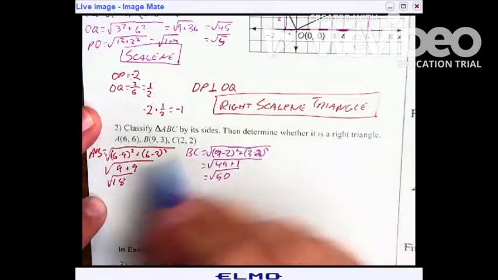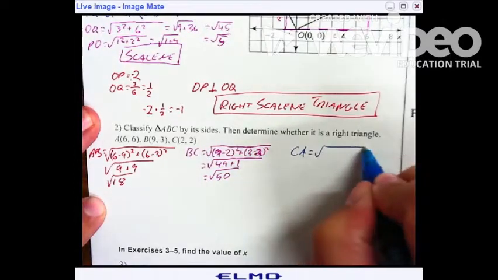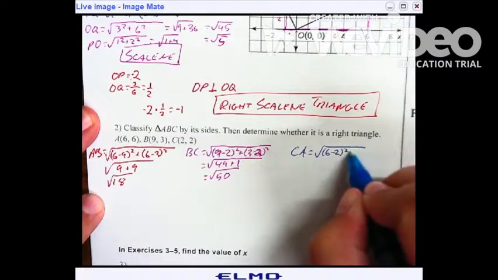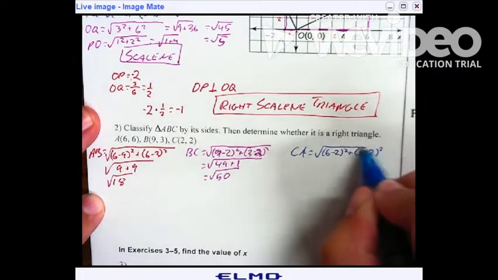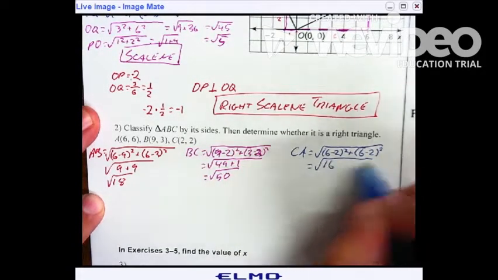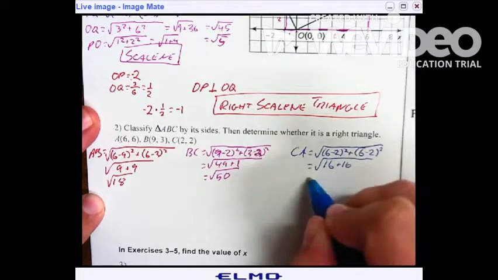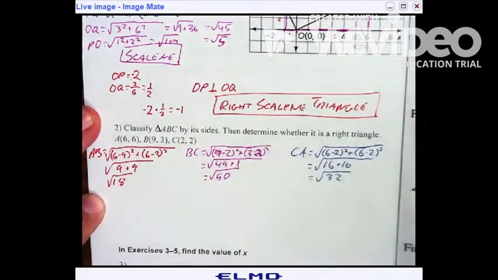Now let's try segment CA. CA is equal to the square root of, let's see, we have 6 minus 2 squared plus 6 minus 2 squared. Well, that makes it easy. So 6 minus 2 is 4. 4 squared is 16. And 6 minus 2 is 4. And 4 squared is 16. And so this is the square root of 32. And none of those matched. So this is also going to be scalene.